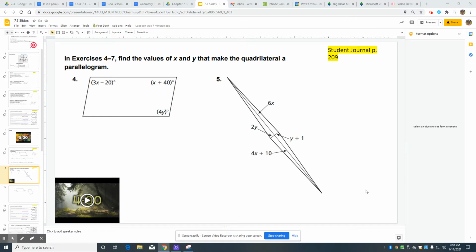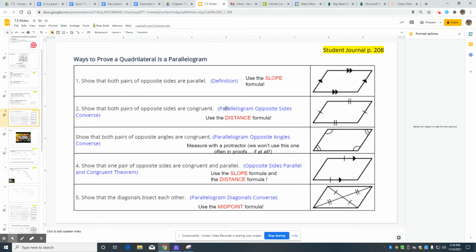In this video, we'll be covering exercises 4 through 7 on page 209 in your student journal. We are going to need to reference these ways to show that a quadrilateral is a parallelogram. And so you might want to have this chart handy as you work through these examples. You can find this on page 208.